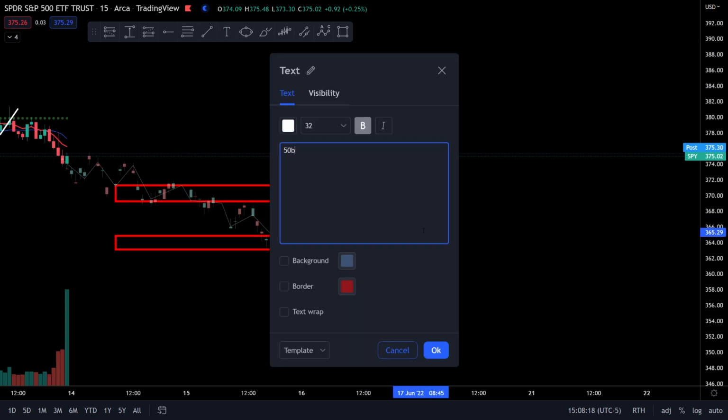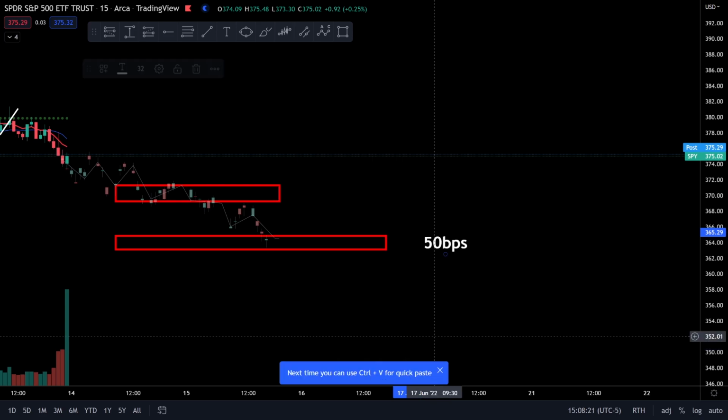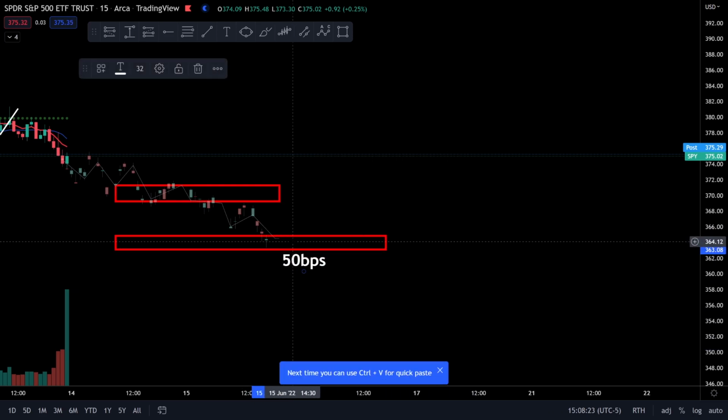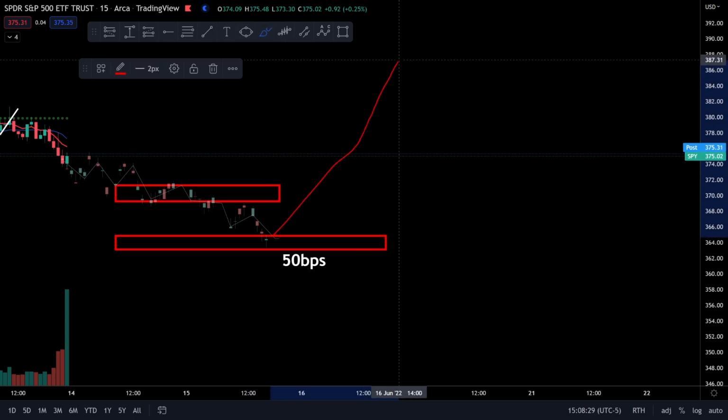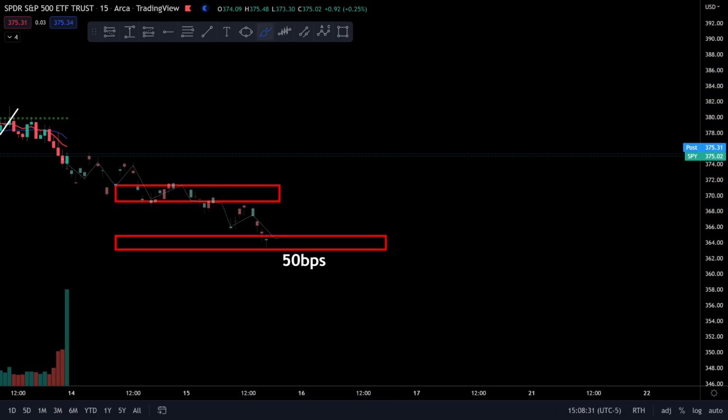So let's say we get a 50 BPS hike right here going into Wednesday. You come down to your zone. In my opinion, you would have to bounce. You would have to start bouncing back up. Now, the question is, do you go to 400? Do you fill all these gaps? I don't know. I can't give you an exact answer there.